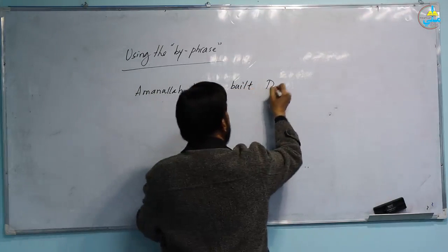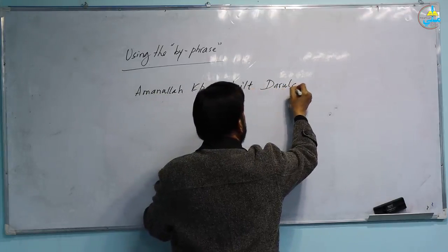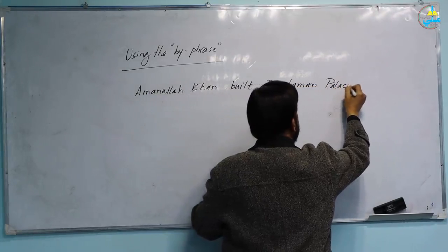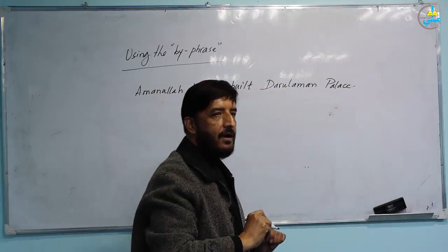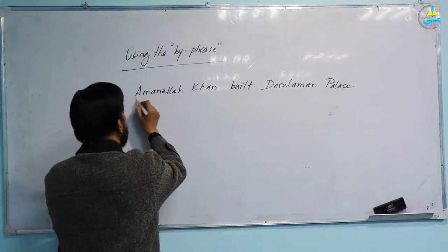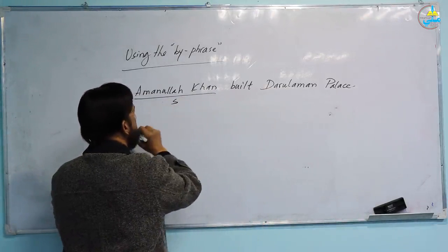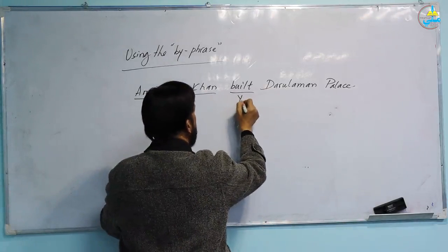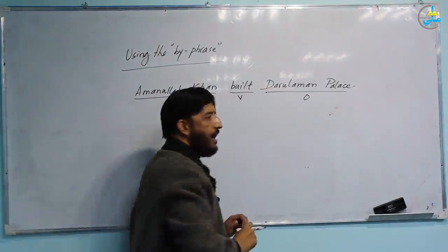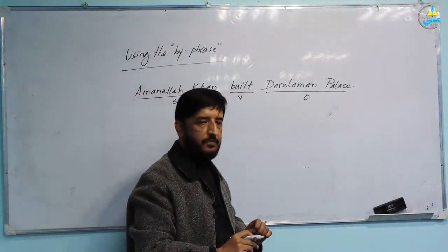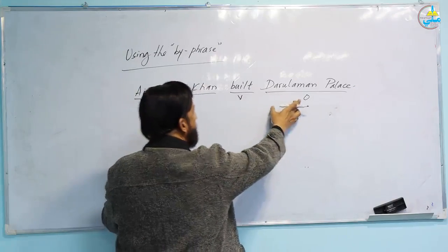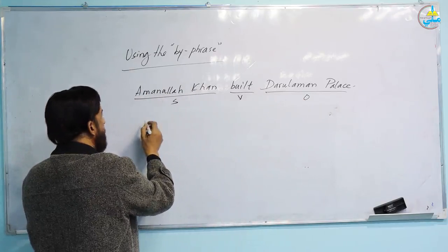Amanullah Khan built Dar-ul-Aman Palace. Amanullah Khan built Dar-ul-Aman Palace. Here, Amanullah Khan is the subject, built is the verb, Dar-ul-Aman Palace is the object. Now, if we change it to passive, we bring the object to the front of the passive sentence. How?